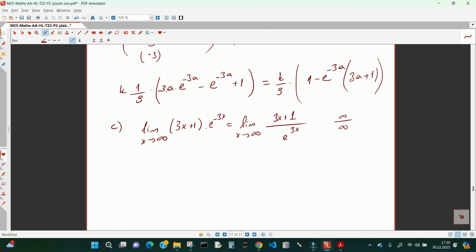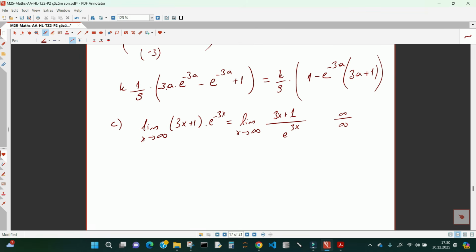so we can apply L'Hopital's rule in this case. What is L'Hopital? We find the derivative of both the numerator and denominator. If we apply the L'Hopital rule, the derivative of the numerator is 3, and the derivative of the denominator is 3 times e to the power of 3x. When you find the limit of this, since the denominator goes to infinity, the result of this fraction will be 0.